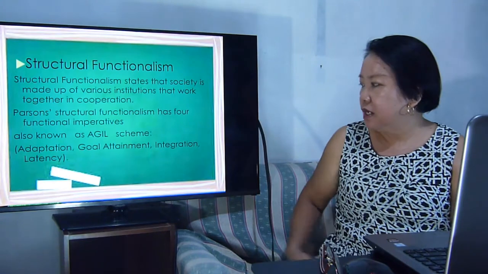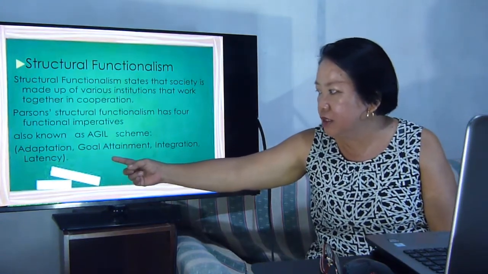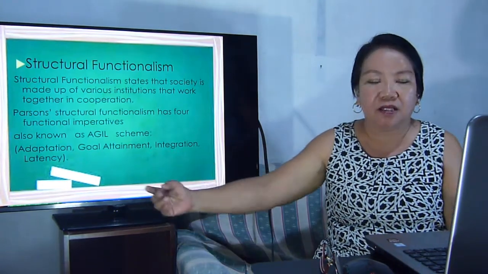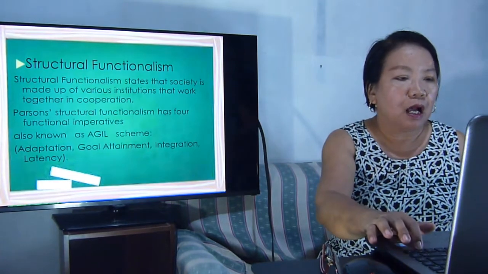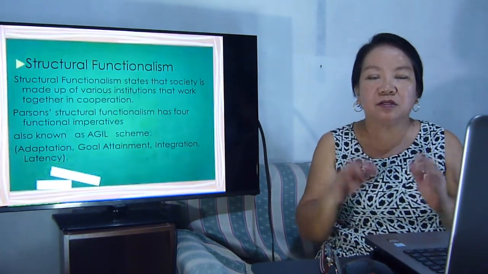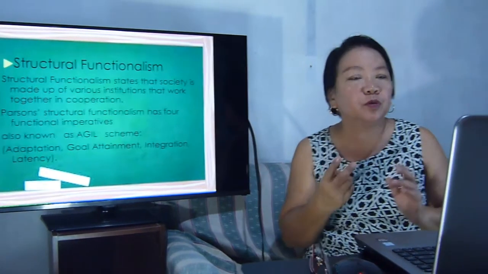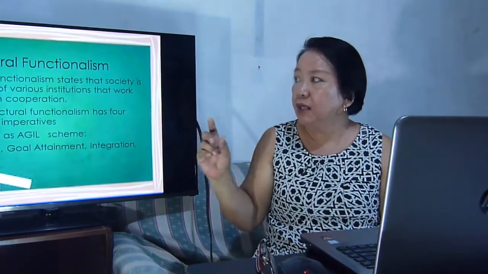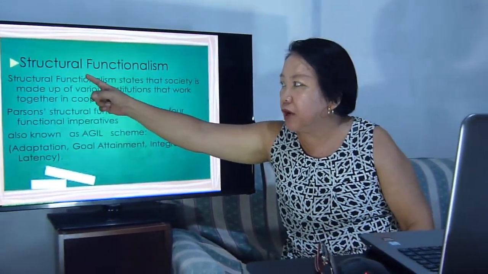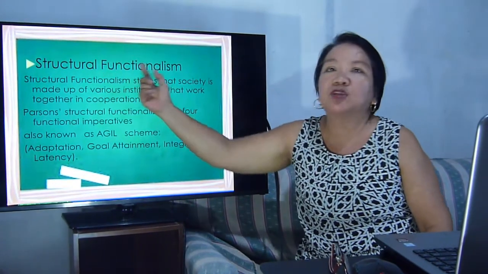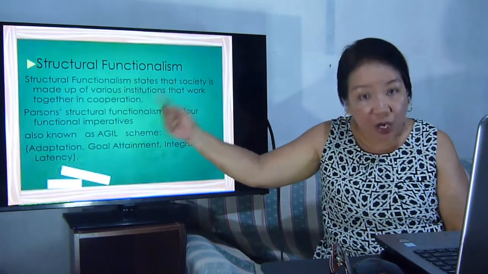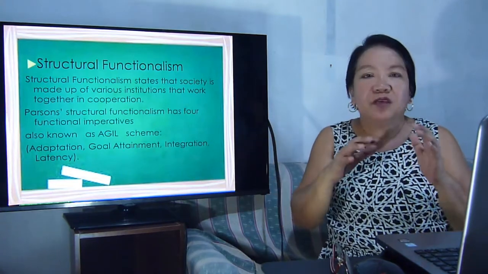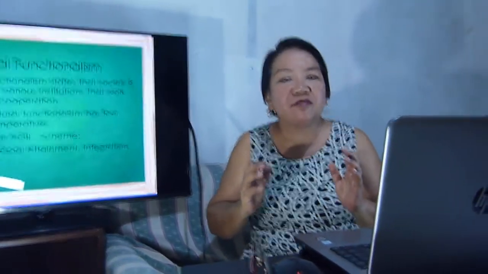So what are these? A stands for adaptation, G, goal attainment, I is integration, and L is latency. So let's see. When we talk about structural functionalism, think about the root words. What are the root words in structural functionalism? What words can you get from the word structural? Structure, correct. How about functionalism? Function, okay. So if there is a structure, there must be a function.